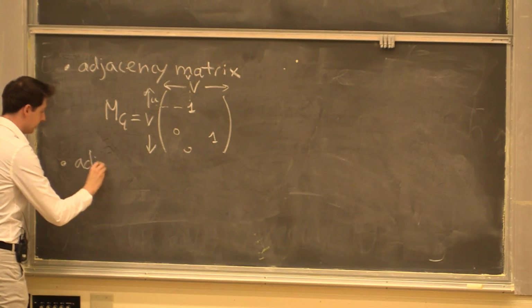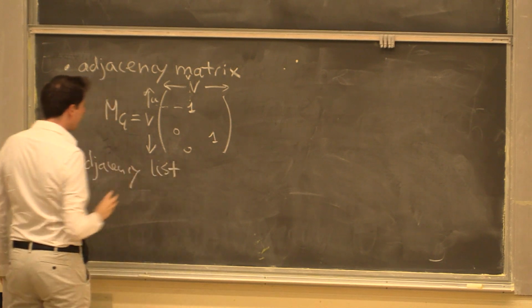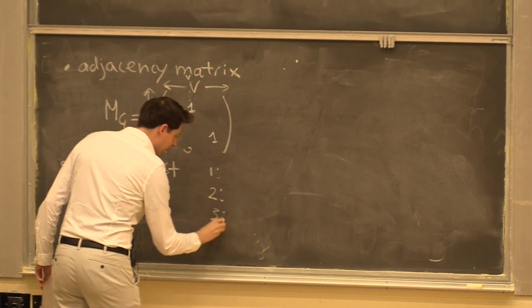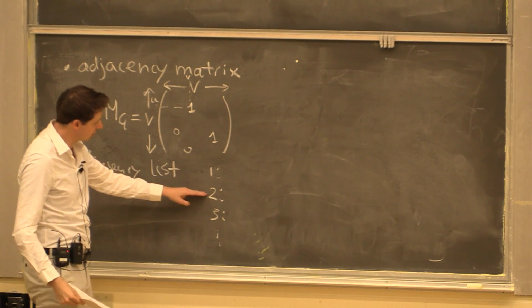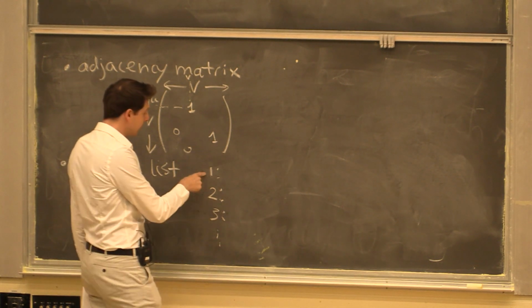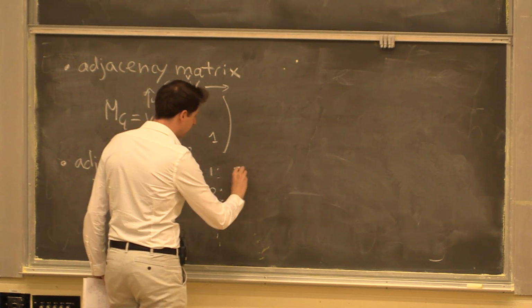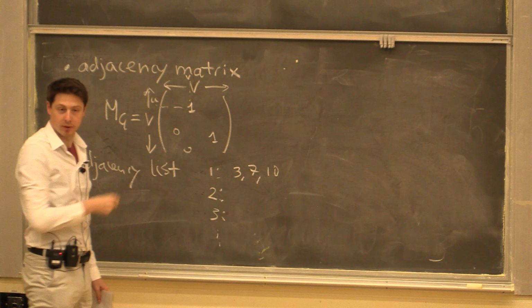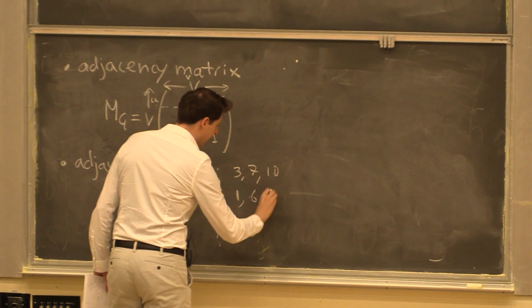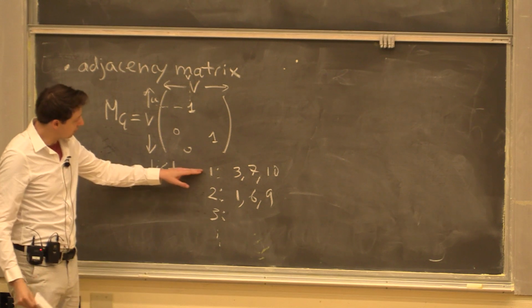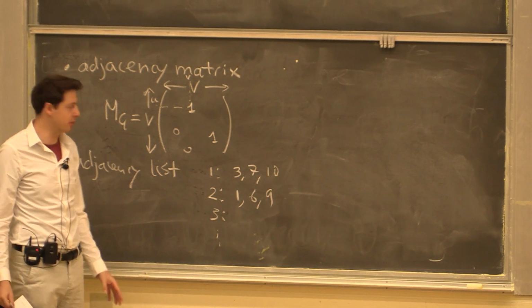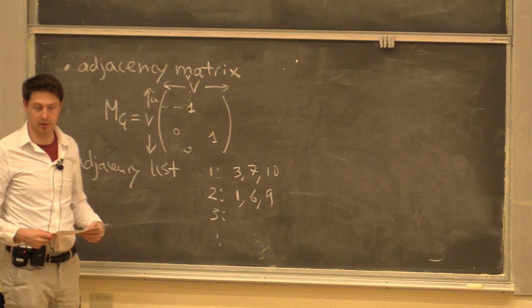Then we also have the adjacency list. You basically write down the list of all vertices: vertex 1, vertex 2, vertex 3, and so on, up to vertex n. For each one of them, you list their neighbors. For example, vertex 1 maybe is adjacent to vertices 3, 7, and 10. Vertex 2 maybe is adjacent to 1, 6, and 9, and so on. For each vertex, you just list all the neighbors. Maybe they're sorted, maybe they're unsorted. We're getting a little too detailed into the data structure, but these are two canonical ways to represent graphs.